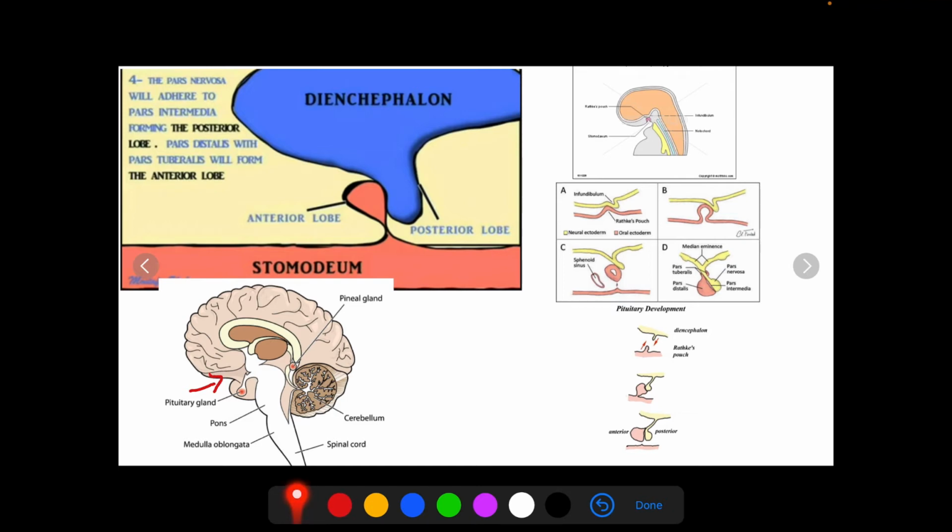So if we ask for the origin of the posterior lobe of the pituitary, it's near the diencephalon, so it's derived from the diencephalon and neural tube. If asked about the anterior lobe of the pituitary, it's derived from the pharyngeal cells, and originates from the ectoderm, because pharyngeal cells originate from the ectoderm.